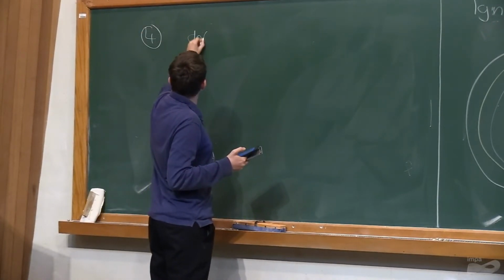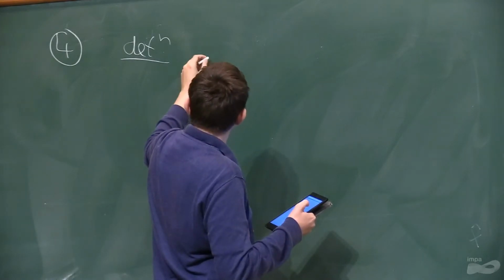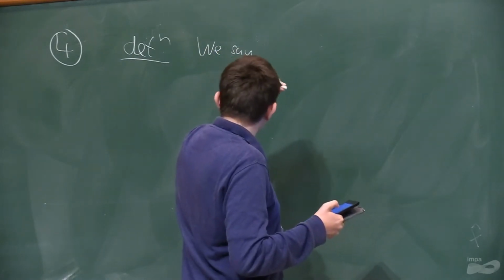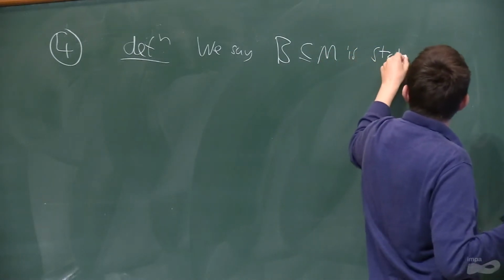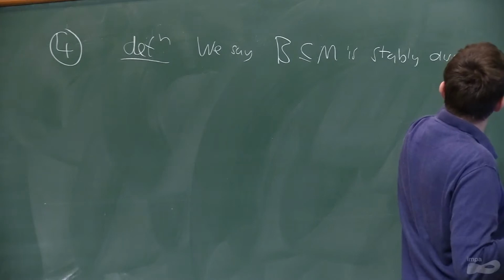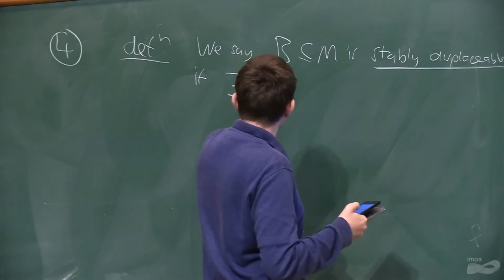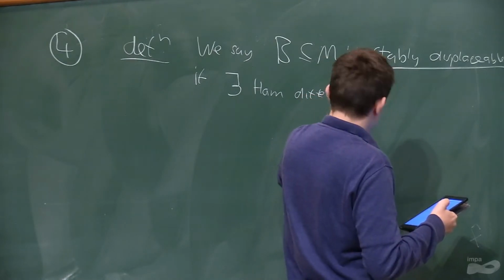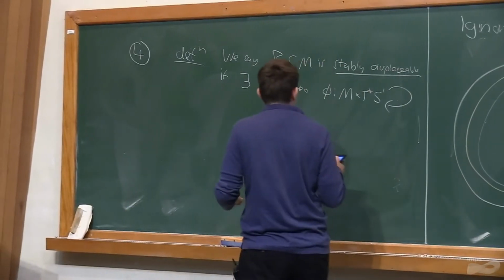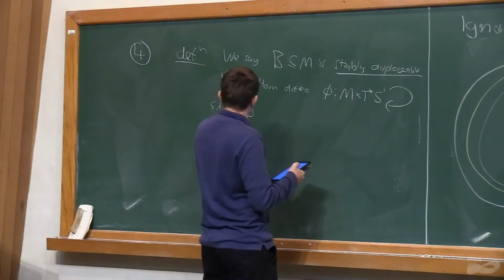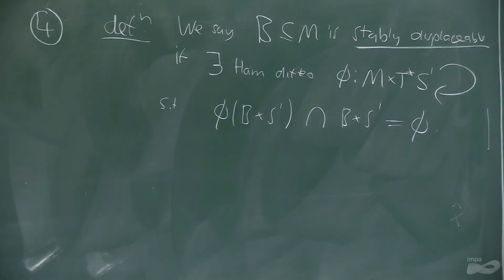So I have a definition first. Say a compact subset, so we say a subset, let's call it B, inside M is stably displaceable if there exists a Hamiltonian diffeomorphism phi from M cross T star S1 to itself, so that phi of B cross S1 intersect B cross S1 is the empty set.